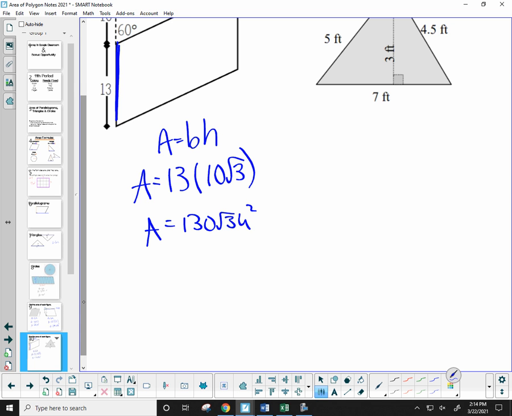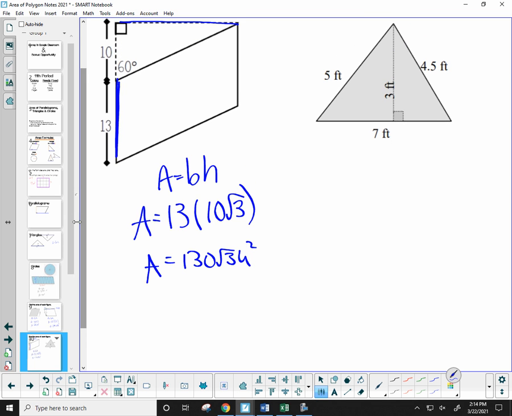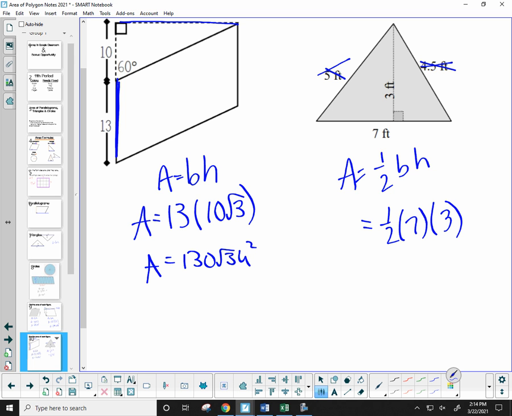All right. Next one, we have a triangle. So my formula I know is going to be 1/2 base times height. Now, a lot of numbers up here, so which ones are the distractors? The 5 and the 4.5. Okay, so just don't get stuck in that trap of thinking you have to use every number, or trying to convince you to use a different number. So it's just 1/2 of 7 times 3, which is then 10.5 square feet. Is that okay?